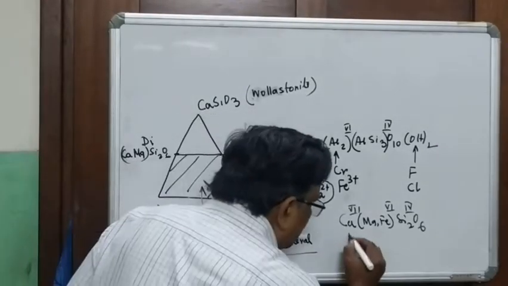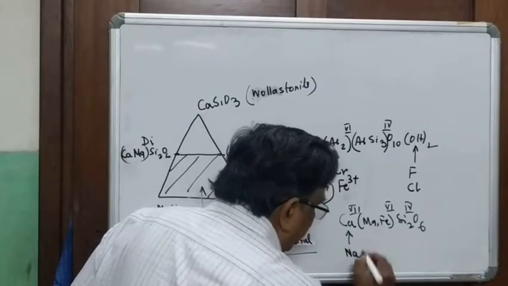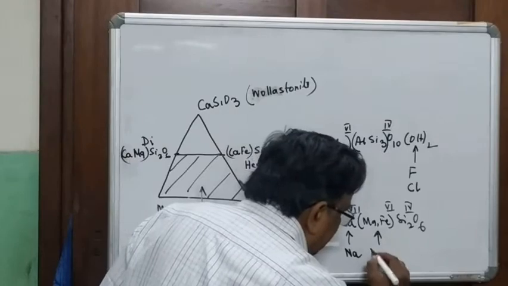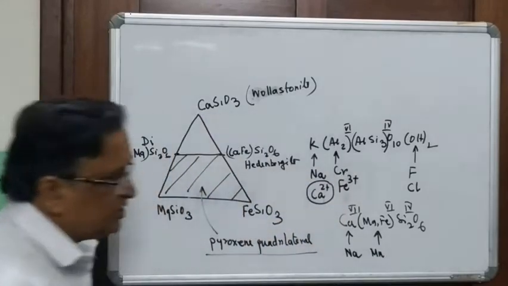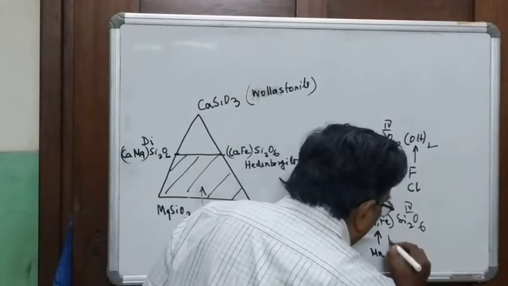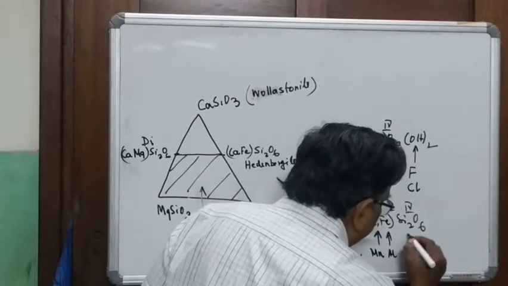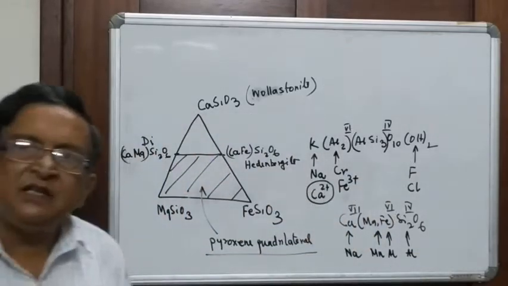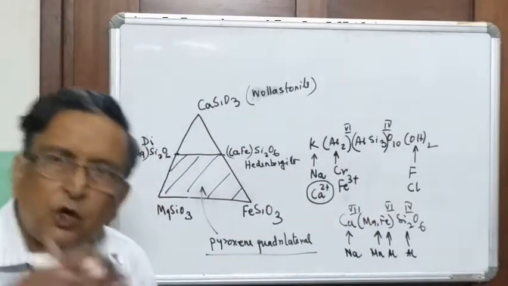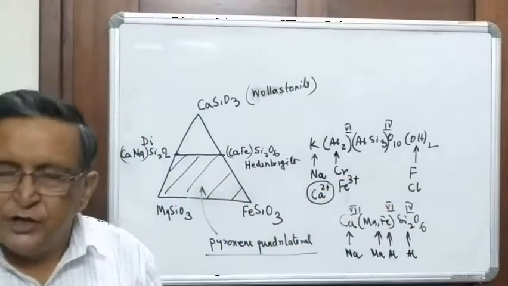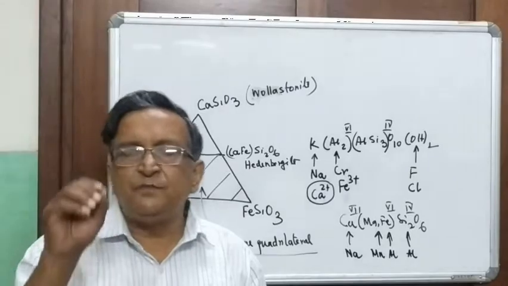Some amount of sodium goes into the calcium site. Manganese goes into this site very commonly. Some of aluminium goes into this site, and there can be titanium, there can be chromium, there can be other elements that go into pyroxene to make up 100 weight percent.